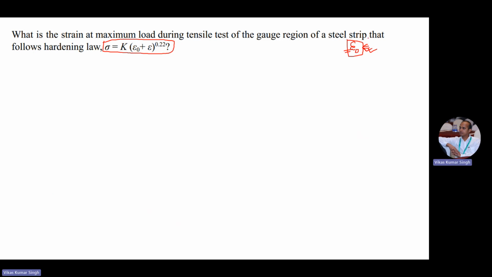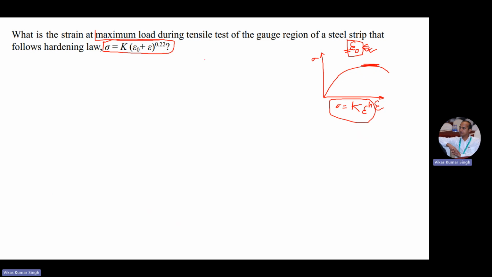Now, in the question, what is the strain at maximum loading? One concept here again: maximum loading is the peak point of the stress-strain curve. If you see the engineering stress-strain curve here, this is sigma and this is epsilon. Suppose it is following something like this. At the peak point, what will happen? Peak point, maximum value. Suppose we have sigma equal to K into epsilon to the power n. What will be the slope at the peak point? We have to just find out what the slope is at the peak point.